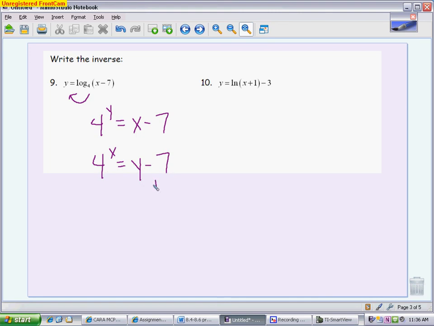And then last step is get y by itself. So you get 4 to the x plus 7. And then the notation for inverse is just a little -1. So you could put y to the -1 or f of x with the -1.